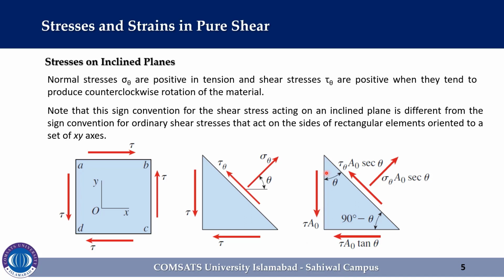This force acts in the negative y direction and is shown in the free body diagram here. Because the thickness of the element in the z direction is constant, we say that the area of the bottom face is A naught tan theta and the area of the inclined face is A naught secant theta. Multiplying the stresses acting on these faces by the corresponding areas enables us to obtain the remaining forces and thereby complete the free body diagram.